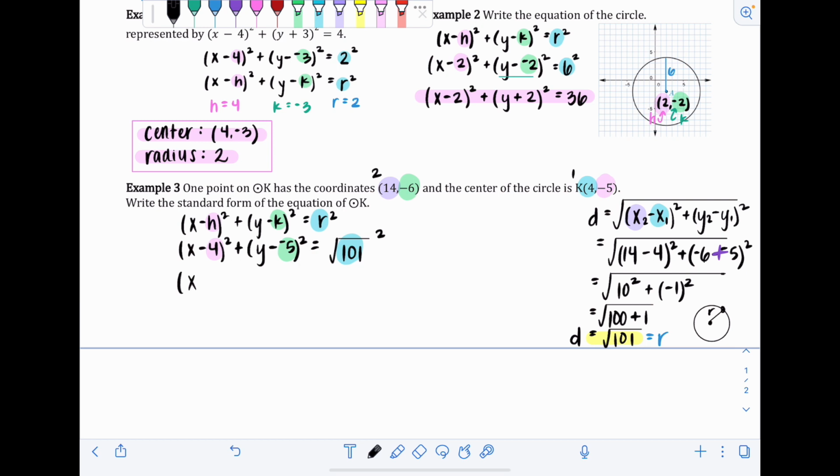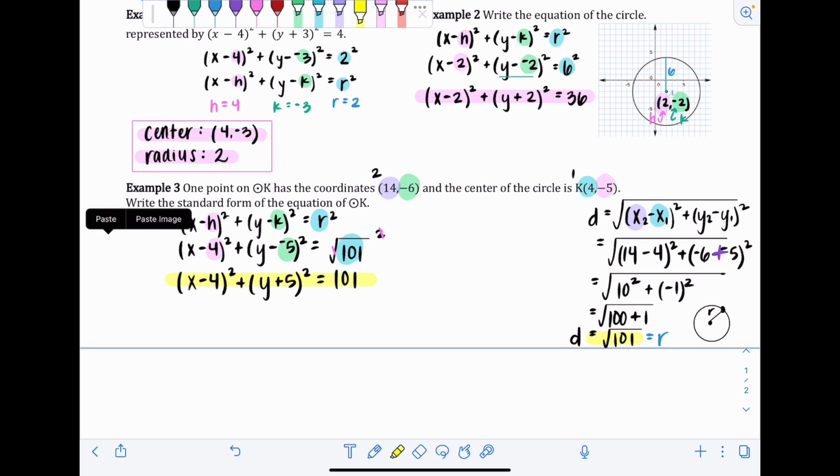So it'd be (x minus 4) squared, and then plus (y minus negative 5). We'd never leave the double negative there, we would simplify it to (y plus 5) squared, and then equals, if you have a radical that is being squared, like the square root of 101 squared, those are opposites of each other, so the radical and the squared cancel each other out. It would just be left with 101. So it'd be (x minus 4) squared plus (y plus 5) squared equals 101.